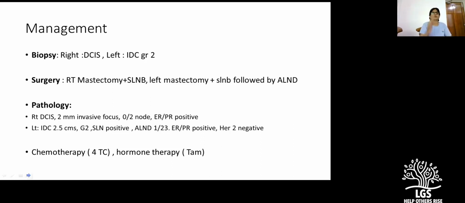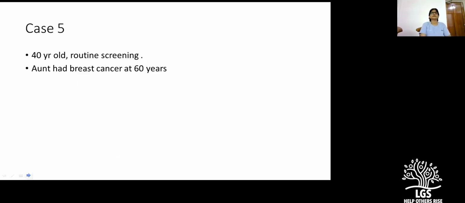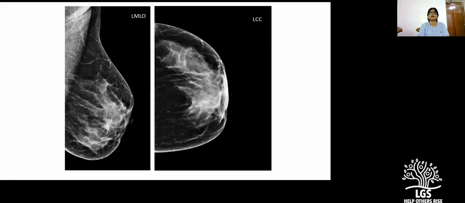I think there is one more to discuss. This lady was 40 when she came to us. This is about 5 or 6 years old. She had her routine screening, and they found a finding. She actually came from Dubai, and her aunt had breast cancer when she was 60 years old. And this is her mammogram.